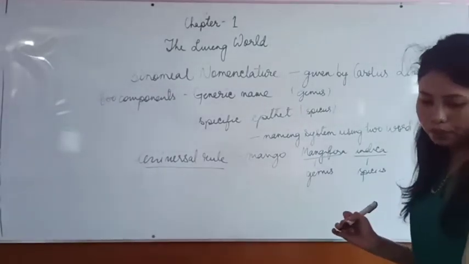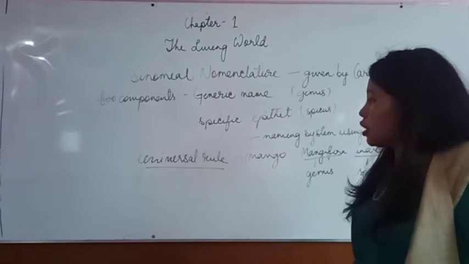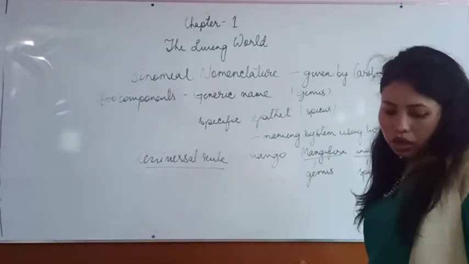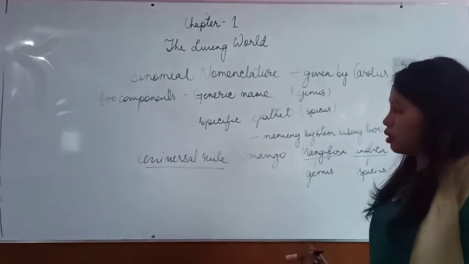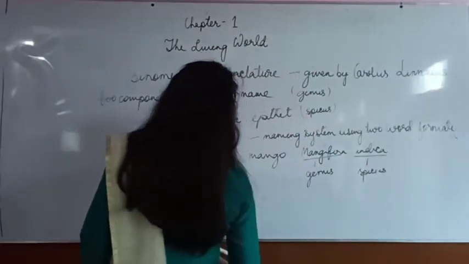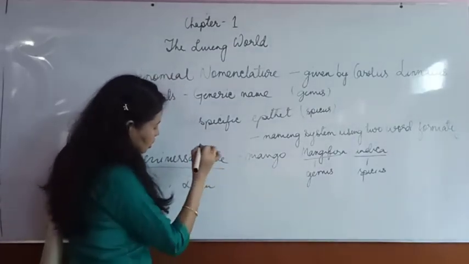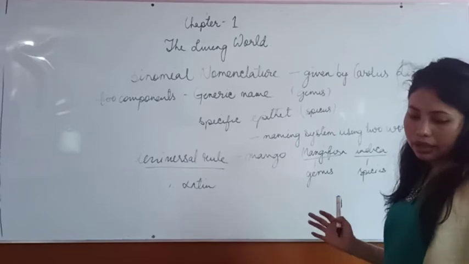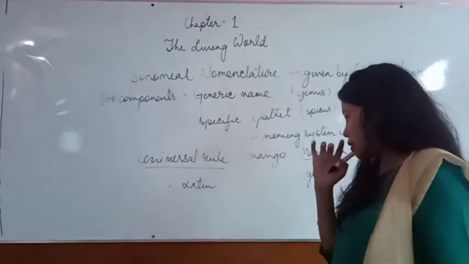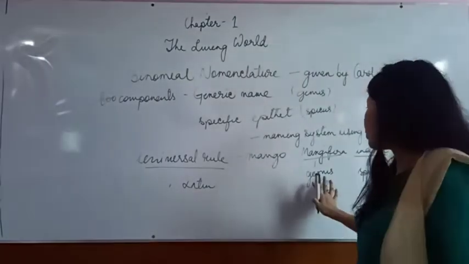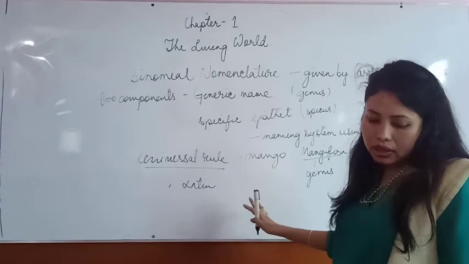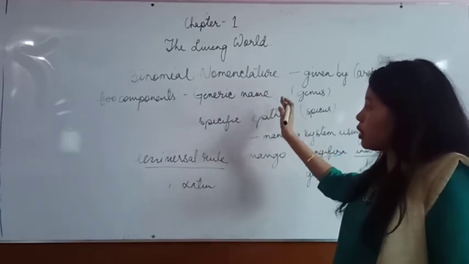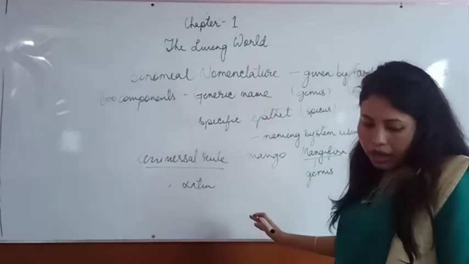So there are certain laws or certain rules that we have to follow while naming an organism, and that comes under universal law. The universal rules of naming organisms are: we use Latin, therefore we are using a Latin name. These names are derived from Latin or they are Latinized. So all the names in the binomial nomenclature are Latinized or in Latin, irrespective of their origin.